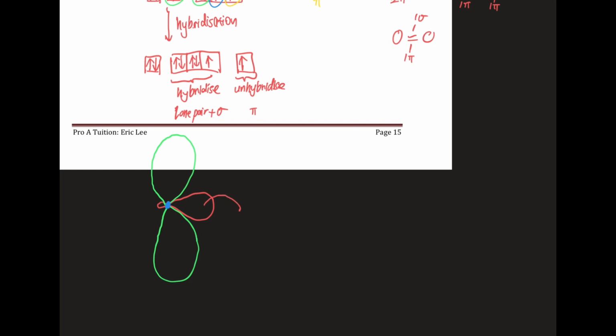They have a similar situation. The other oxygen atom also has one orbital that has been hybridized, which is this one, and then one more that is unhybridized. It looks like this.